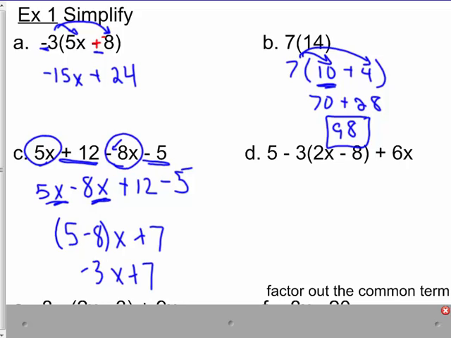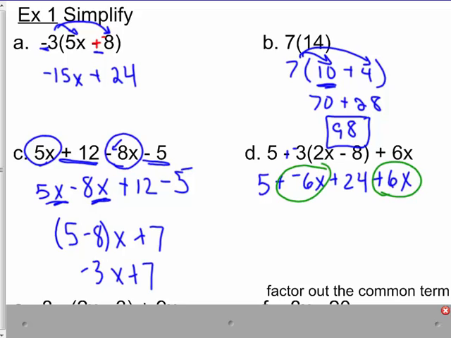In D, one of the most common mistakes that I see is dropping the negative here, not distributing the negative as well. Now again, some people like to go plus negative to make sure that they remember to do that. That's fine, you can do that. So I have 5 plus, and then a negative 3 times a 2x is a negative 6x, and a negative 3 times a negative 8, which is a positive 24. Plus 6x, and now I'm grouping things together. I see a negative 6x and a positive 6x. I can group those together. And I can see a 5 and a 24 here.